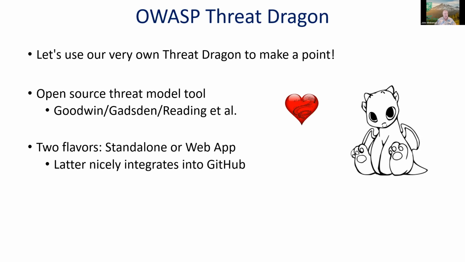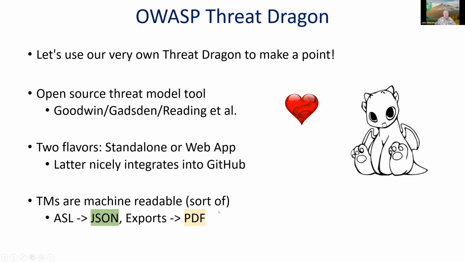There's two flavors of Threat Dragon. One is a standalone tool and the other one is a web app. The web app is pretty cool because what you can do is configure it to point to your repo, and it'll automatically do the commits into it. And so all of this threat modeling is integrated into your repo. And of course, that's what we've been talking about.